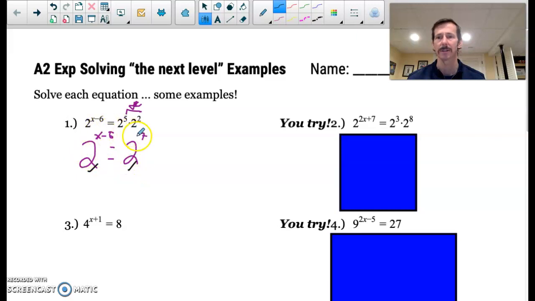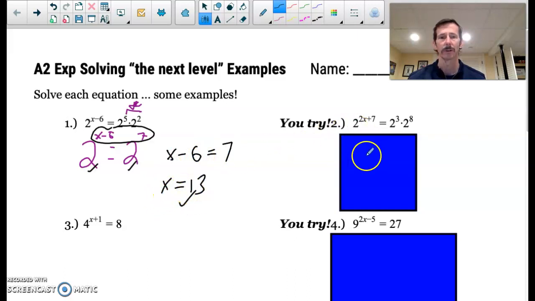Now you can just set the top exponents equal to each other. So it's basically 2 to some power has to equal 2 to the 7, which means this power has to also be 7. So I can quickly rewrite this problem and just deal with this part of it. Equals 7. I add 6 to both sides and I get 13 and I'm done. So you're going to pause the video. You're going to try this one on your own, and then I'm going to reveal the answer for you. So pause it, try it.